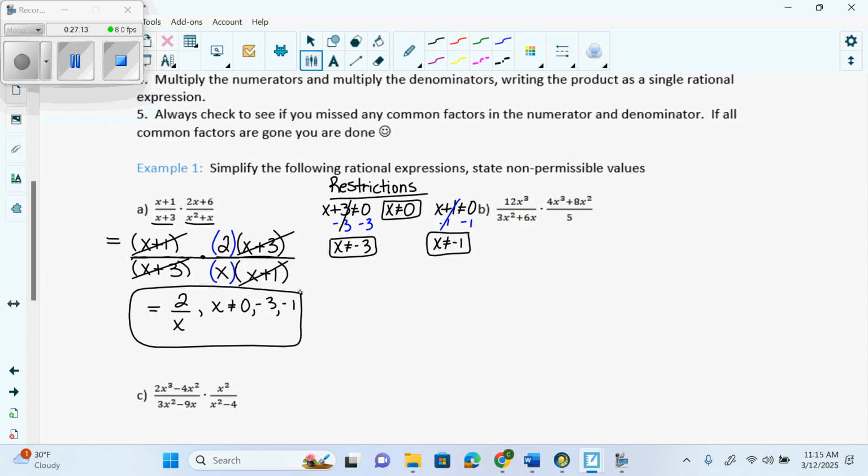B is 12x cubed over 3x squared plus 6x, and then 4x cubed plus 8x squared over 5. So, it's multiplication. Same as before, right? We're going to run an equal sign down the left-hand side. And we're going to simplify. So let's look at the left-hand side numerator.